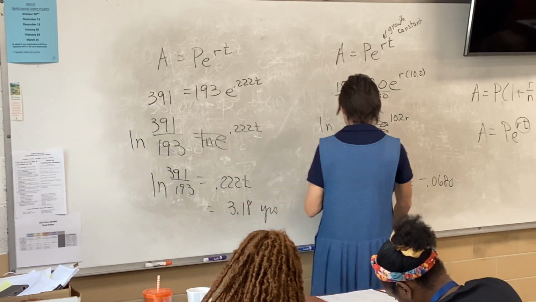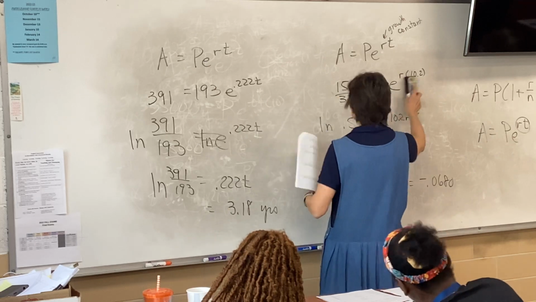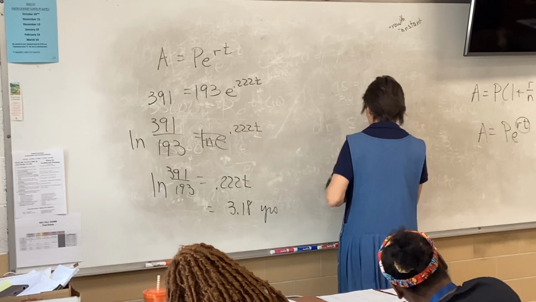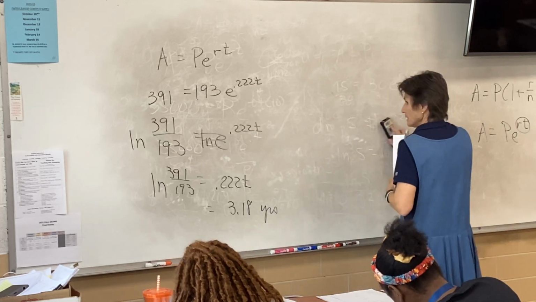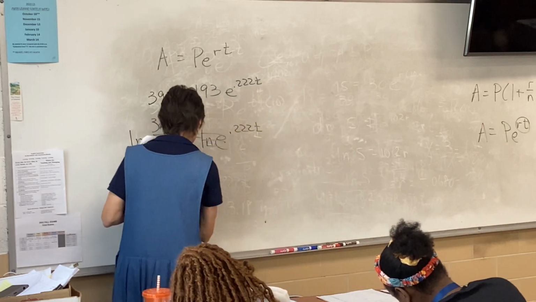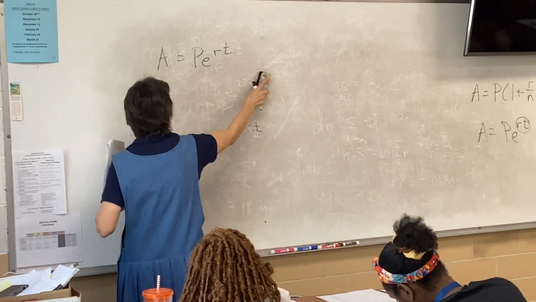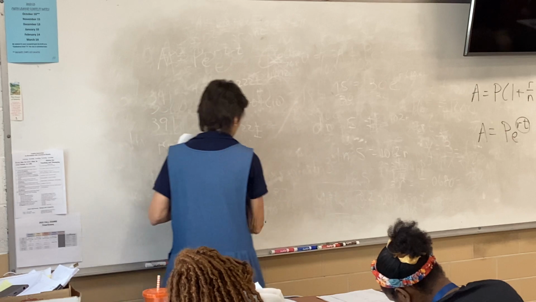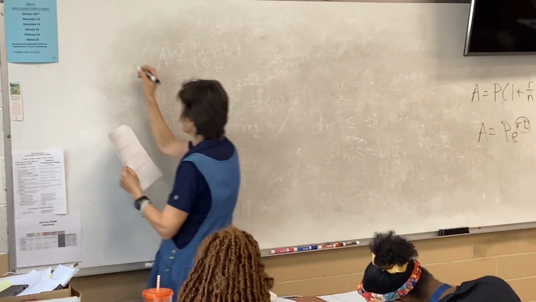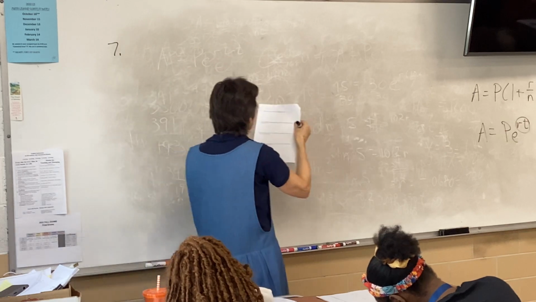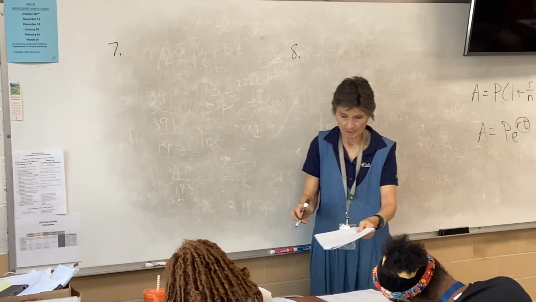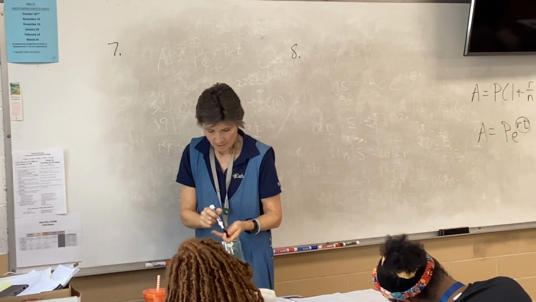All right, would you try 7 and 8 on your own? 7 and 8, would you try those on your own? And then, if you feel confident, I'll have you come up and put them on the board for us. 7 and 8. So first of all, you're going to figure out which formula you're going to use, and then you're going to plug the numbers in.